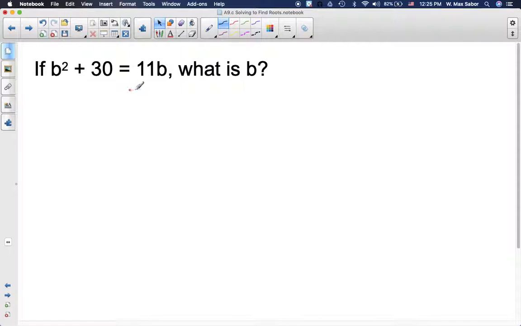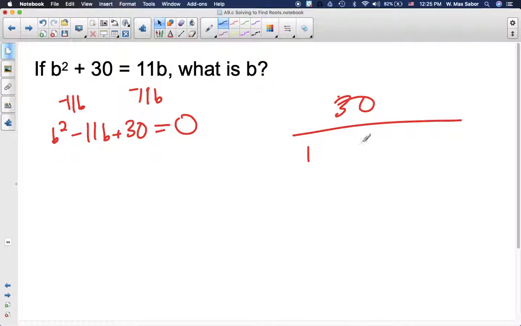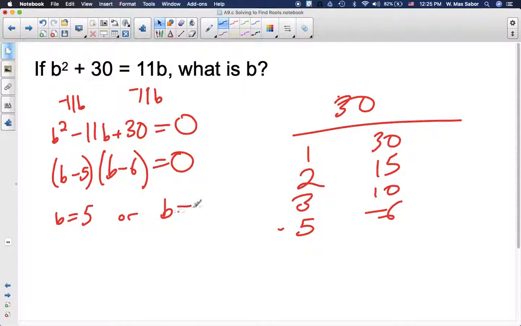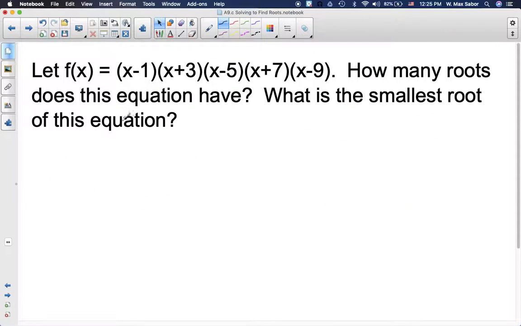Here, this is just a straightforward solving by factoring question. b squared minus 11b plus 30 equals 0. So we take 30, the factors of 30 that work. 1 and 30, 2 and 15, 3 and 10. 4 doesn't work. 5 and 6 if we use negative 5 and negative 6. So (b minus 5)(b minus 6) equals 0. So b equals 5 or b equals 6. So there are two possibilities.